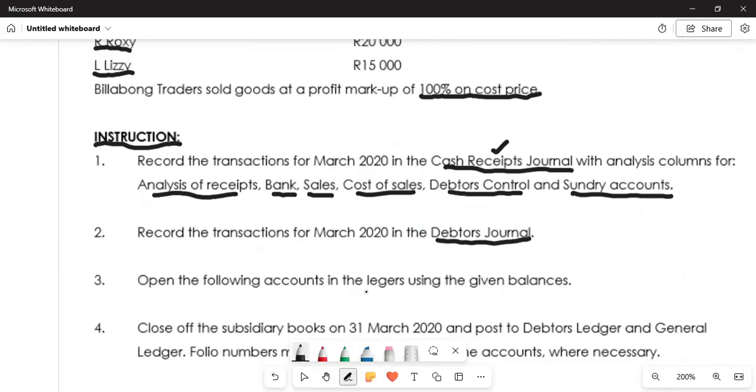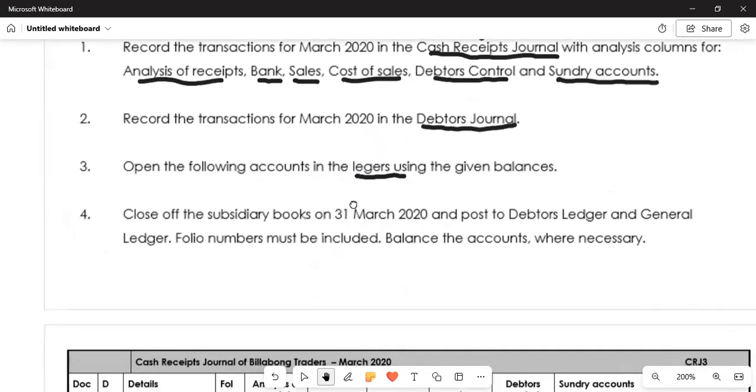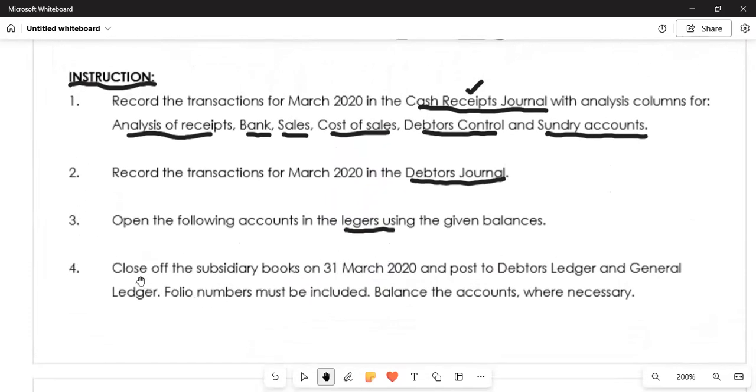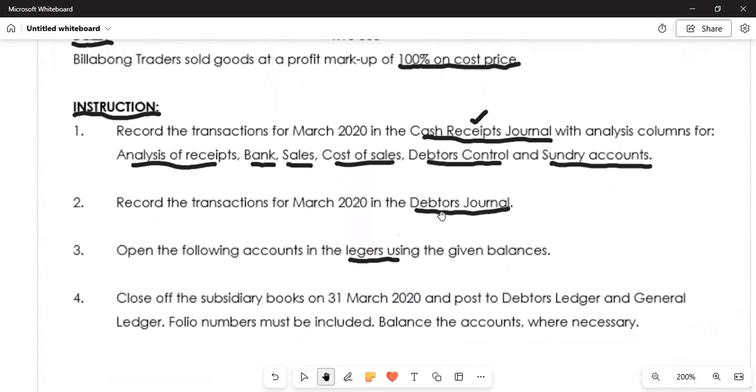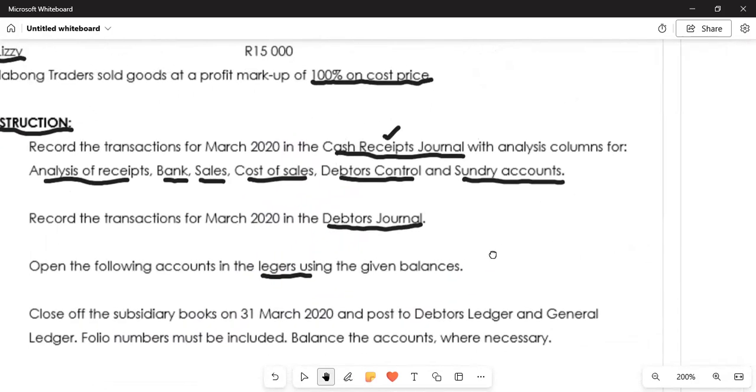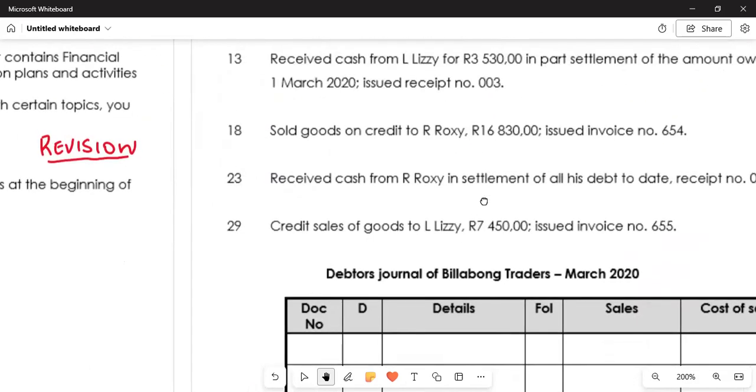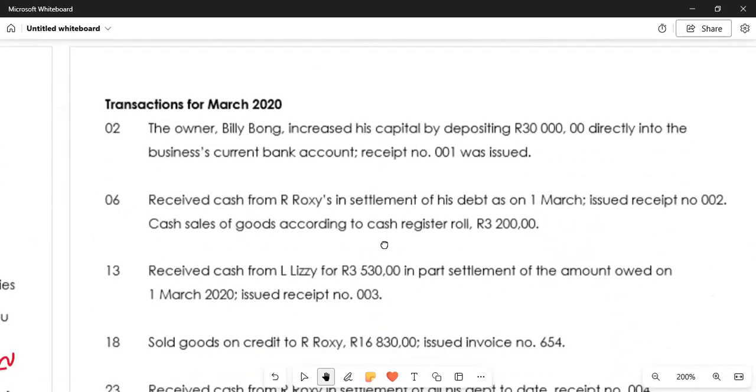Open the following accounts in the ledgers using the given balances. So we are going to do the ledger accounts as well. Moving on, we are now told to close the subsidiary books on the 30th March and post to the debtors ledger and general ledger. Folio numbers must be included. Balance the accounts where necessary. So that is all. Now we are moving on to our transactions.